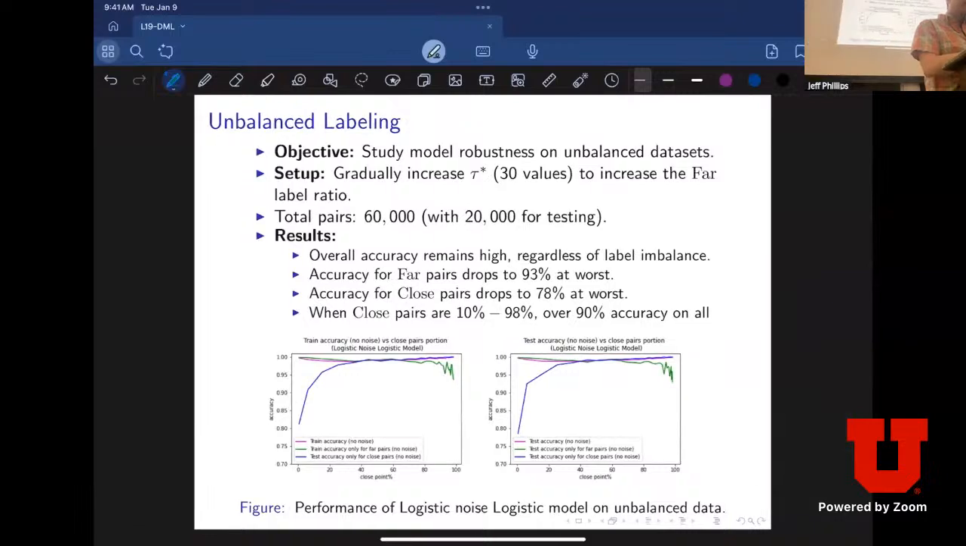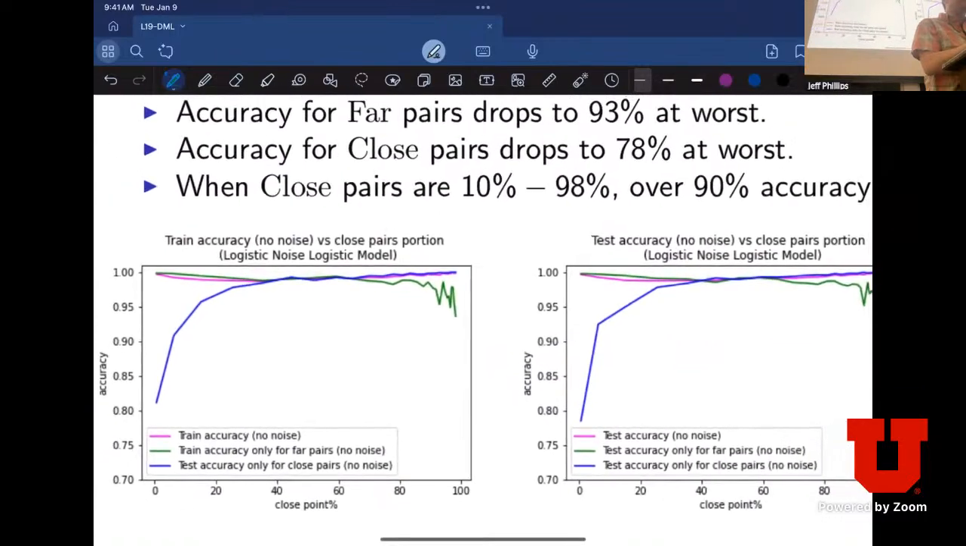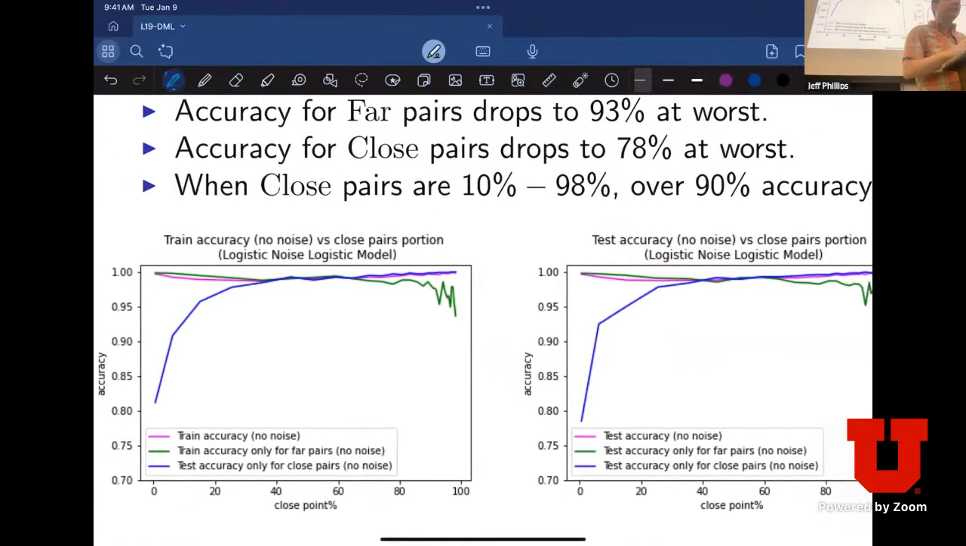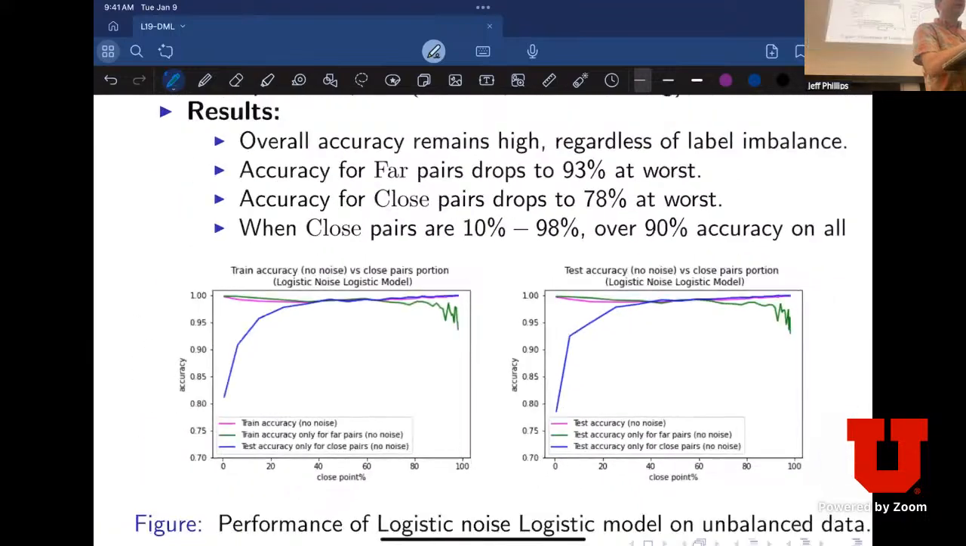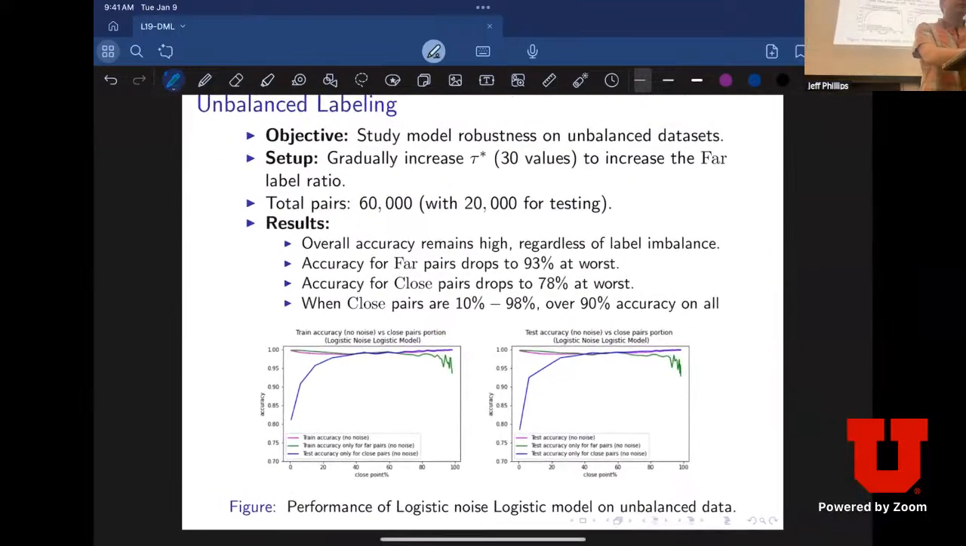Yeah, and let's see, if you unbalance what fraction of close and far points you have. If you have 50-50 far points and close points, then it's doing well. But if you get only 10% of one type of points, it starts to drop off. So you want to have a roughly balanced data set, but it can be pretty safe; a 90-10 split would be okay.